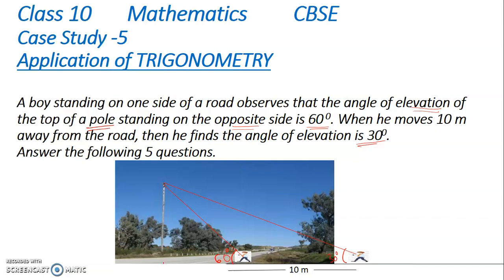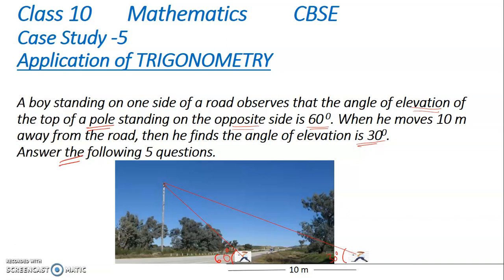This is the road. On one side, at the edge, the pole is there. The boy is standing at the edge and observing the pole. The angle of elevation is 60 degrees. After some time he moves 10 meters away from the road, to this side, and observes the top of the pole. Then the angle of elevation is 30 degrees. By using these given conditions, we have to answer the following 5 questions.